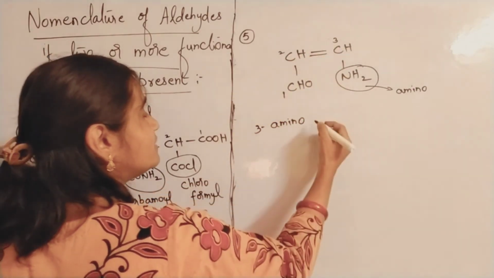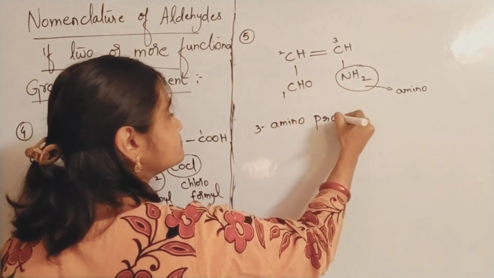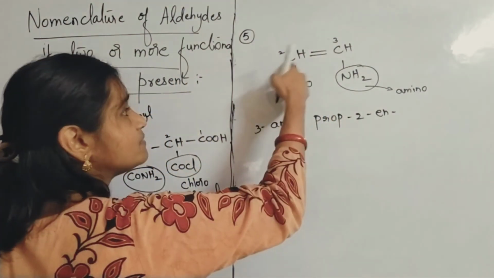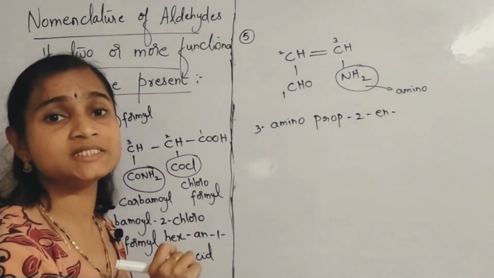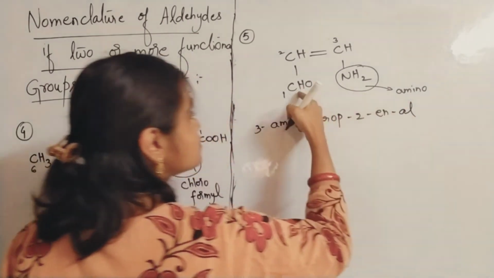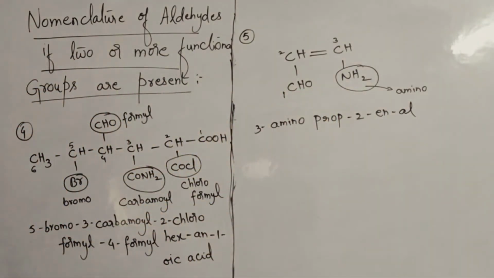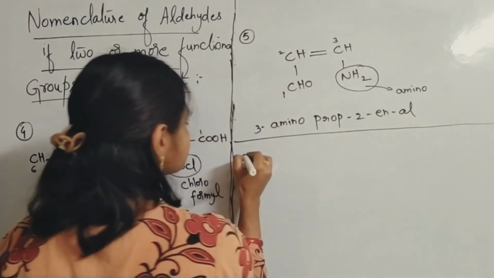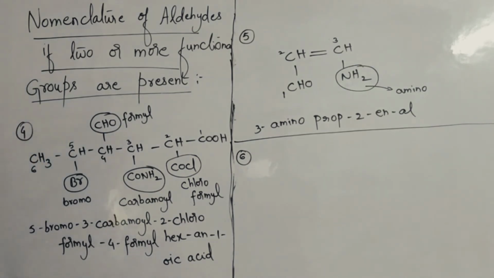And here the root word will be what? Prop. Here a double bond is there in between the second and third carbons, so 2 ene. CHO is there, al. 3 amino prop 2 ene al is the name of this compound. Let us go for the next example. Example 6. CH3, CH2, C double bond O.